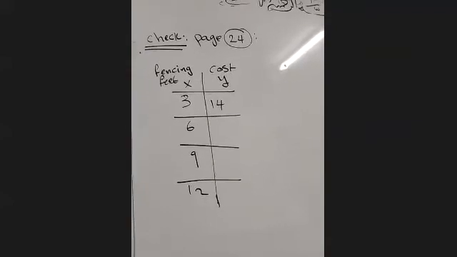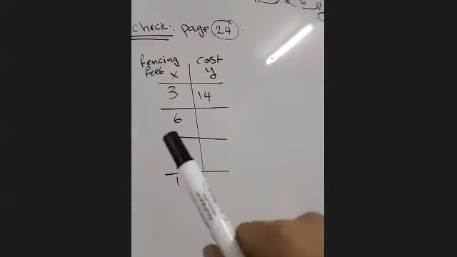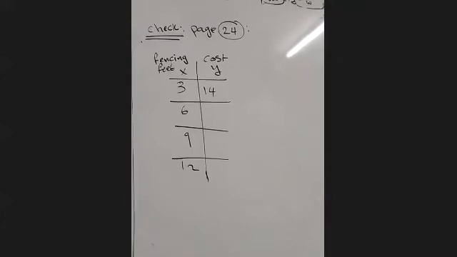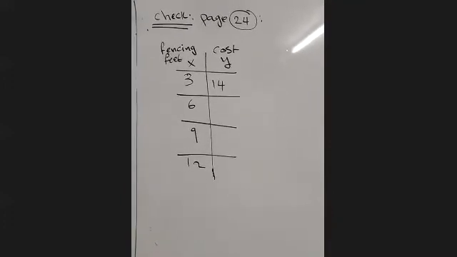Yeah, we make the table. Now, if a 3 gives 14, we need to fill the table now. How much does 6 get? Who can tell me? If a 3 gets 14, how much does 6 get? I will choose now.